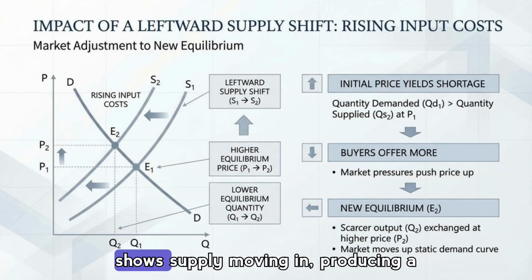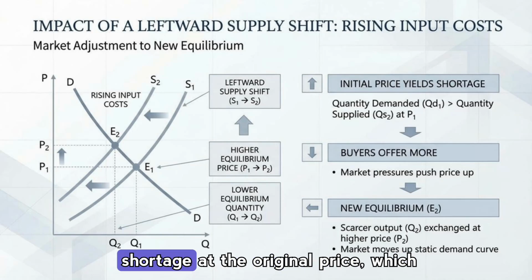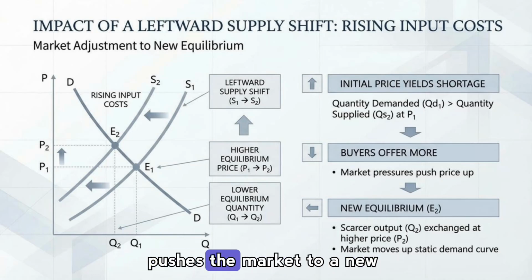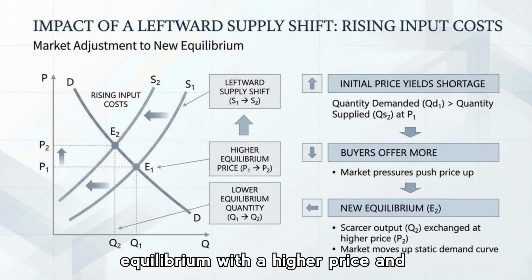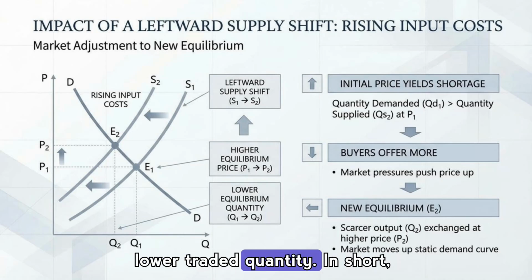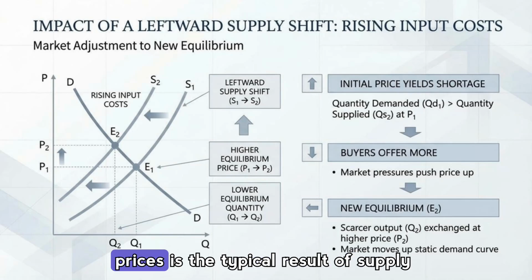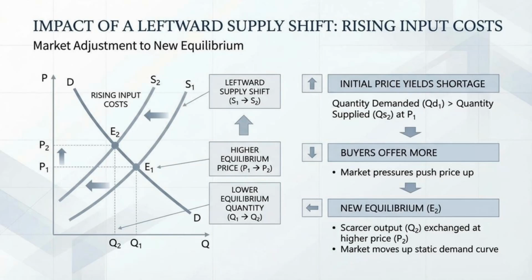This slide examines the effects of a leftward supply shift caused by rising input costs. The diagram shows supply moving in, producing a shortage at the original price, which drives buyers to offer more and pushes the market to a new equilibrium with a higher price and lower traded quantity. In short, scarcer output exchanged at higher prices is the typical result of supply contractions.